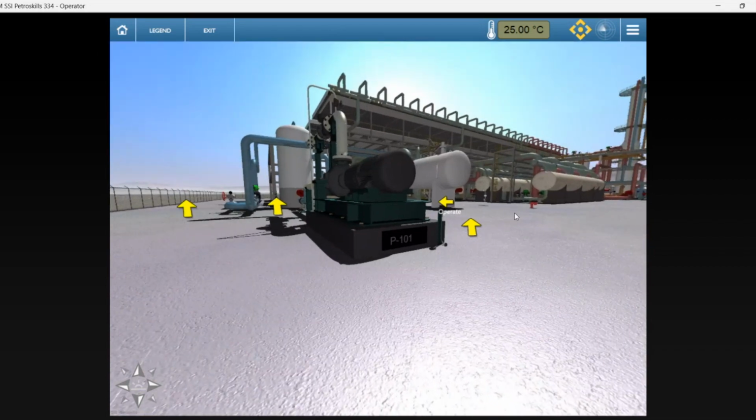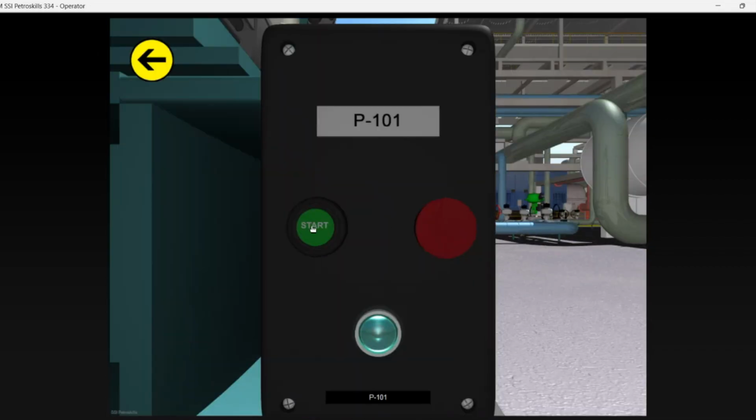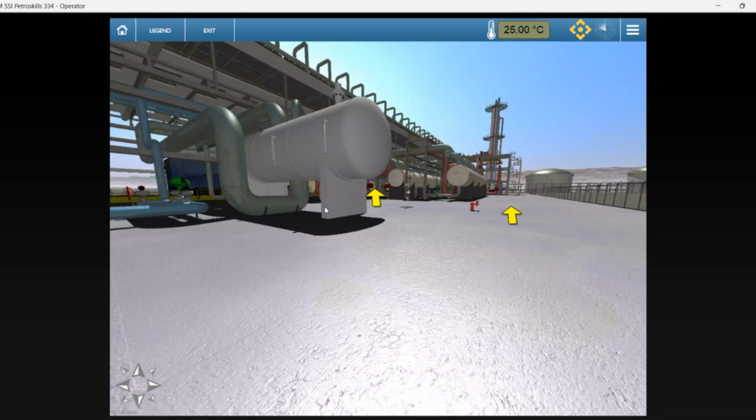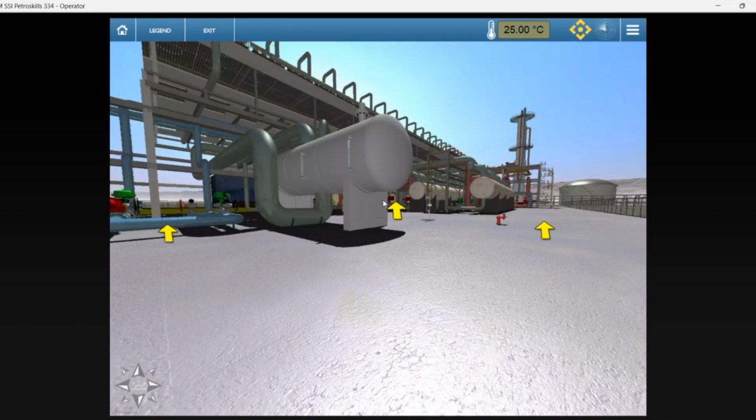Here's where you can operate the LNG product pump. And start it and stop it, pressing these 2 buttons. This big white tank right here is a propane accumulator, and as you can see, this structure on top is completely made of fans for cooling.